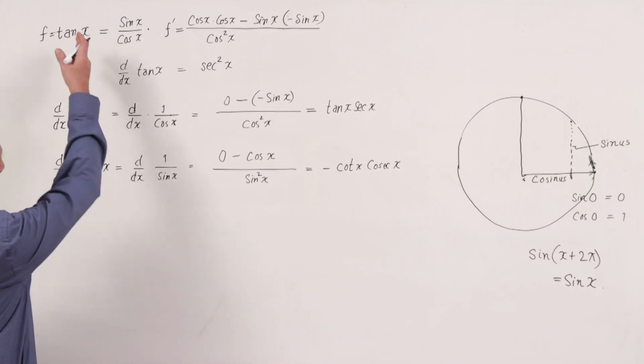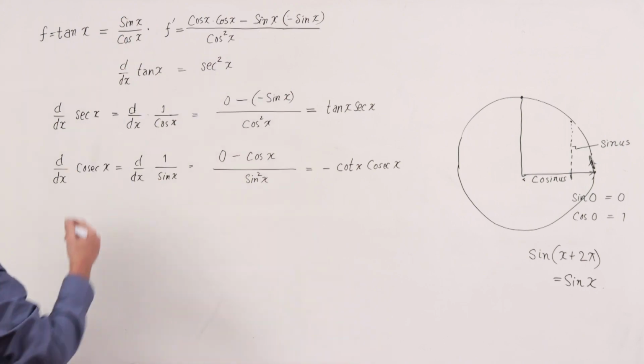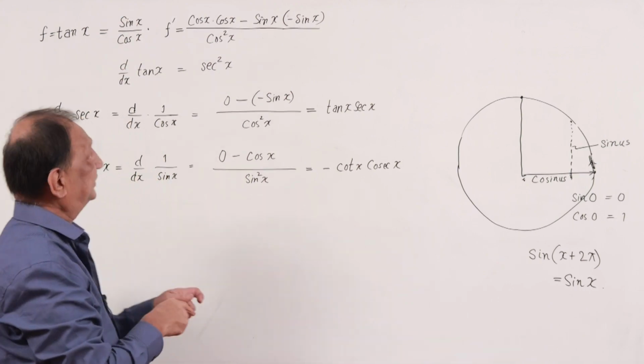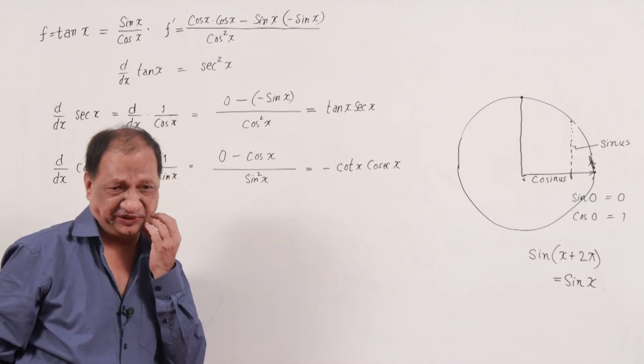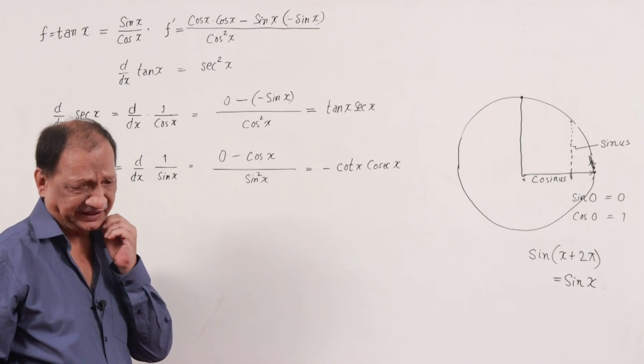Now I can derive d by dx of cot x as the inverse of tan x and so on. So I suggest you can do that on your own. Let me leave that as an exercise.